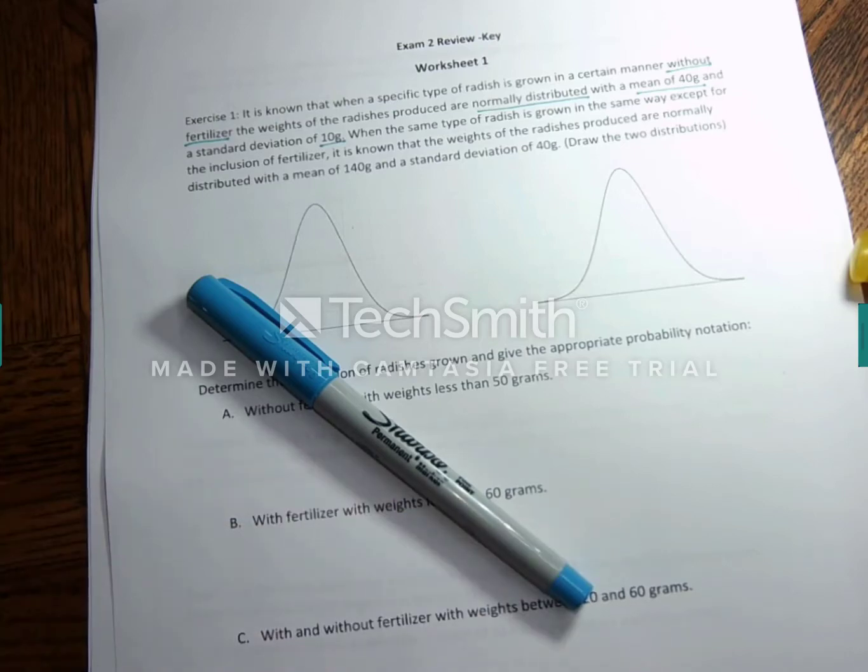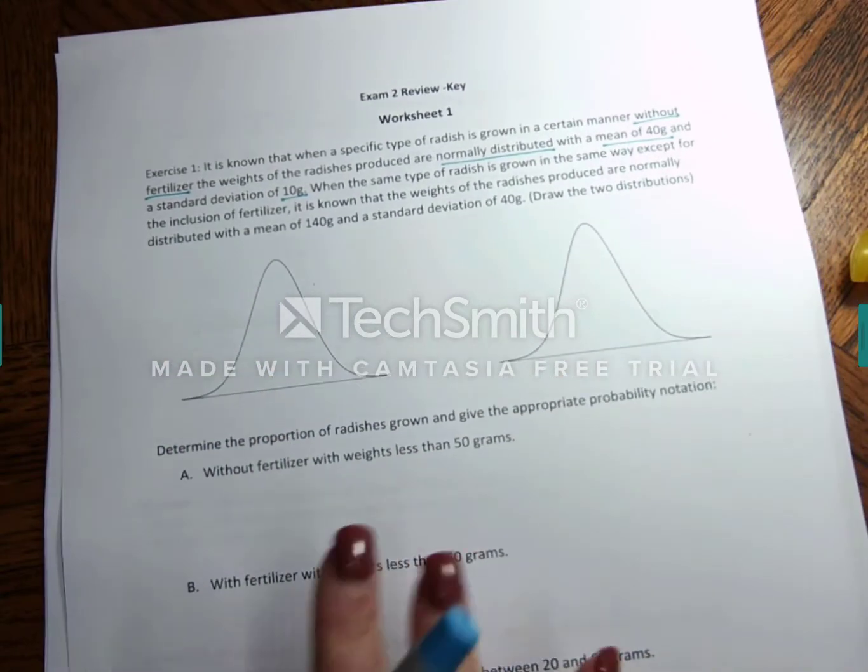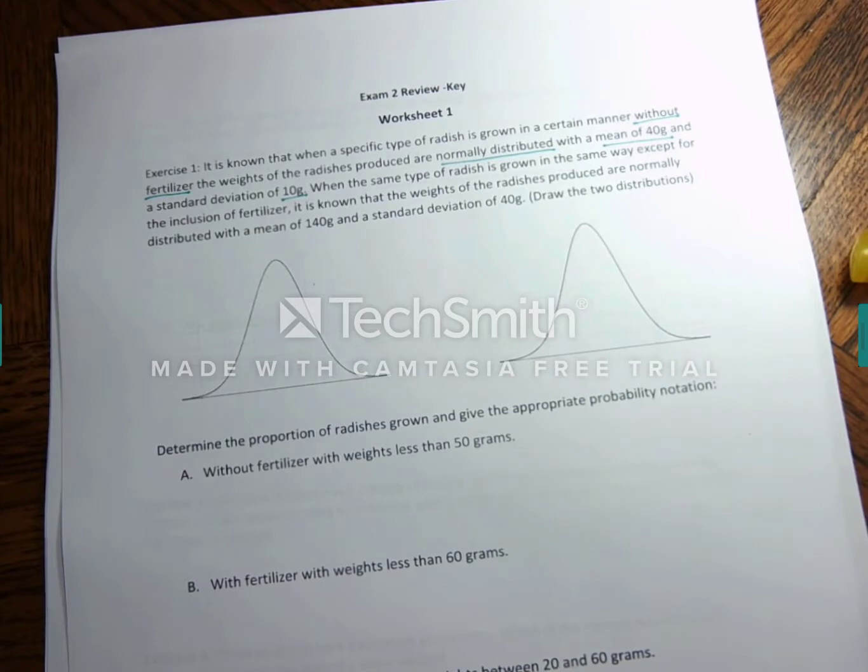In this video, we're going to look at the Exam 2 Review worksheet, and we're going to look at the first one. So starting with exercise 1, it reads, it's known that when a specific type of radish is grown in a certain manner without fertilizer, the weights of the radishes produced are normally distributed with a mean of 40 grams and a standard deviation of 10 grams.